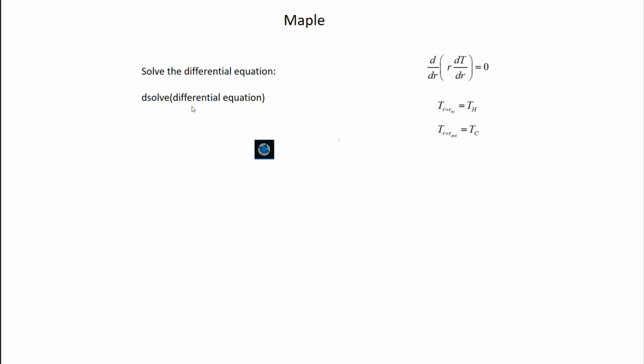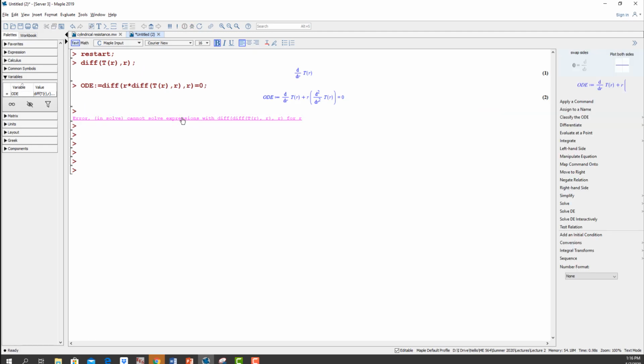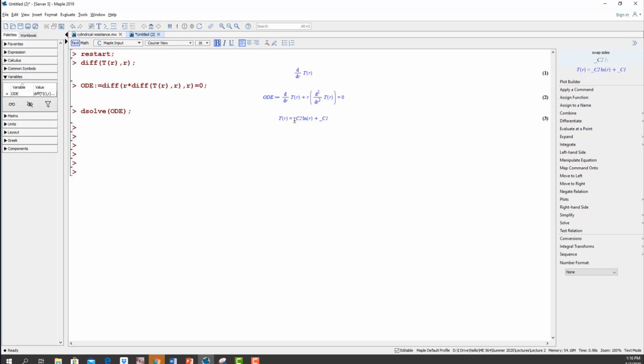For this particular problem, the differential equation I want to solve is this thing we assigned to ODE. So I would type in dsolve ODE, like that. And it gives me, hopefully, exactly the solution that we got. We had a natural log times some undetermined constant plus some other undetermined constant. And if you look in your notes, that's exactly what we got by just separating and integrating, right? So we didn't make a mistake.